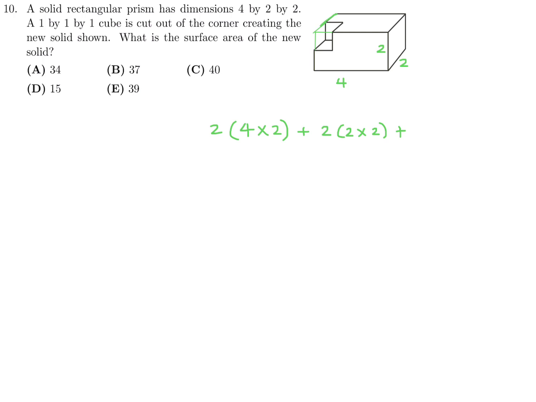And then we've got the top and the bottom, the very top and the very bottom. And that's going to be, again, 2 times 4 times 2. So that's the surface area of the original. And when you cut out that block, the surface area does not change, as previously explained. So this becomes 8 times 2, which is 16. This is 8 and 16. So that gives me 40. Number 10, therefore the answer is C.